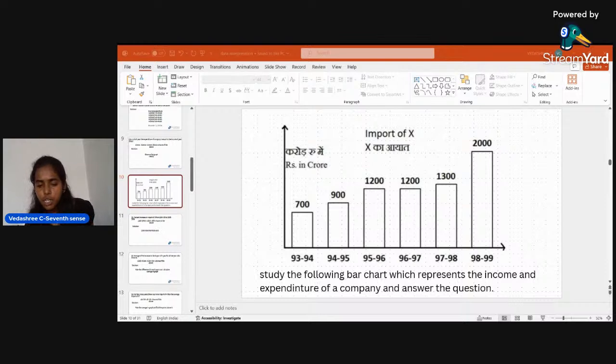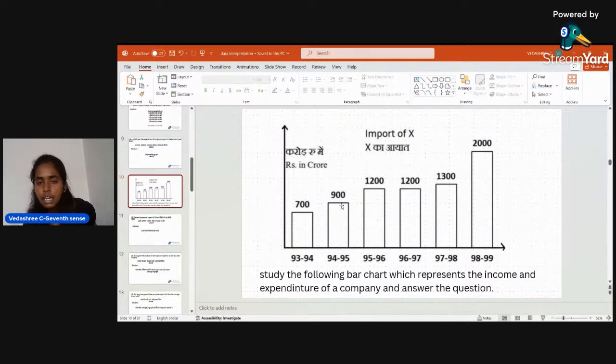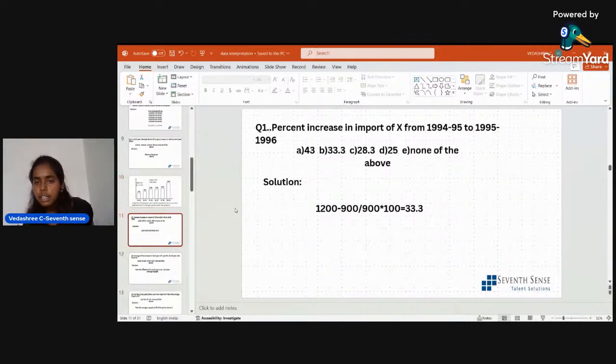Okay, we'll move on to the question based on this bar graph. What is the percent increase in import of X from 1994-95 to 1995-96? How much is the percentage increase in import of X? So in the bar graph, import of X is given. Now we need to calculate the percentage increase between 1994-95 and 1995-96.